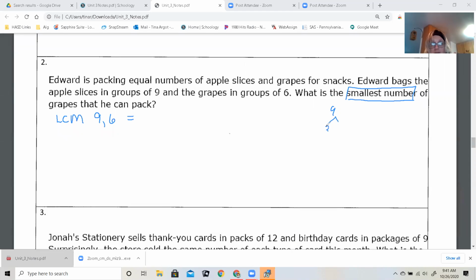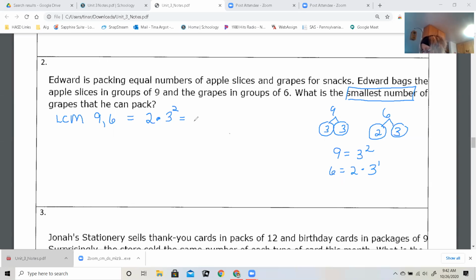Remember, you take each prime number one time, and you're going to take the highest exponent. So there's your prime factorization. And we're going to take each prime number once. So I have to take a 2. And then I have a 3 raised to the first power and a 3 squared. Well, 2 is bigger than a 1. So we need to take the 3 squared.